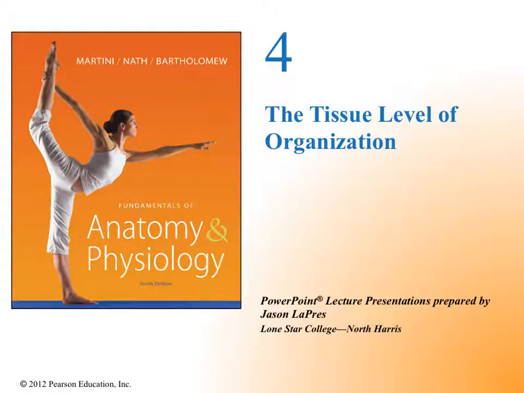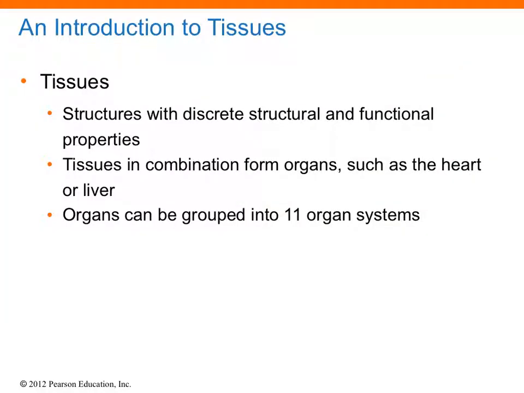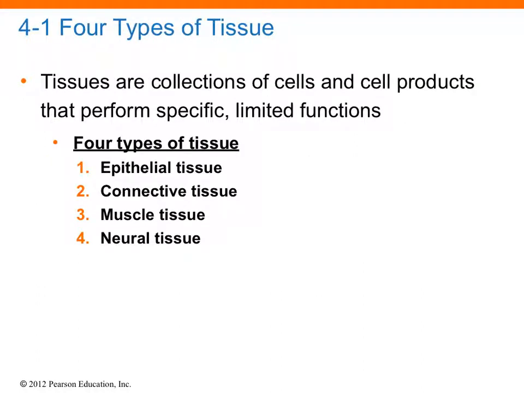We're going to begin Chapter 4 today, so let's get going. This is an introduction to the tissues of the human body. Tissues are basically structures with discrete structural and functional properties. Tissues in combination form organs such as the heart or liver, and then the organs can be grouped into the 11 body systems. There are 4 major types of tissues in the human body.